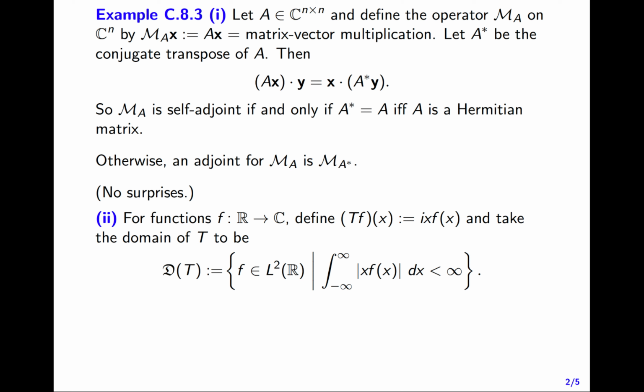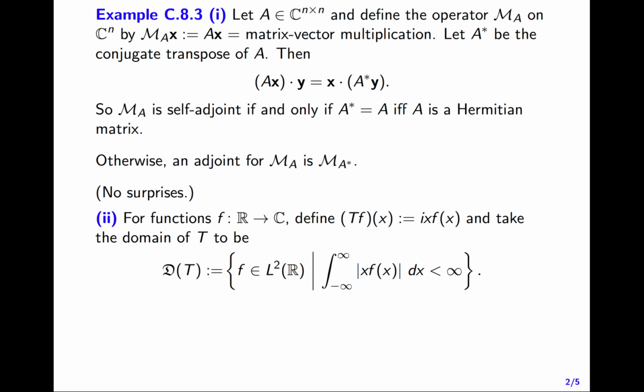Here's a bit more of a complicated example. Let's say I have a function f that goes from the real numbers into the complex numbers, so f is defined on all of R, and I'll define t f of x to be i times x times f of x. So now t is a linear operator, and t is defined right now for all functions f from the reals into the complex plane, but we're going to work with a much more restrictive subset of those functions.